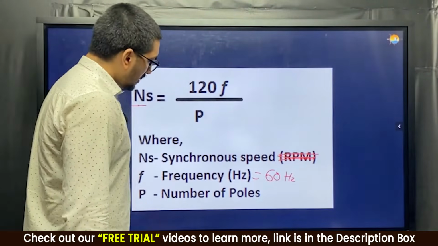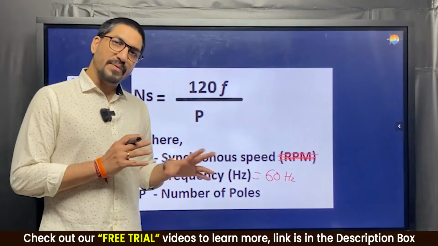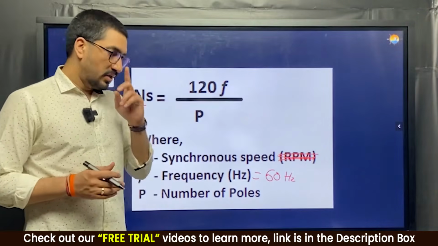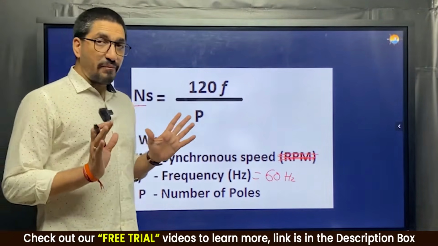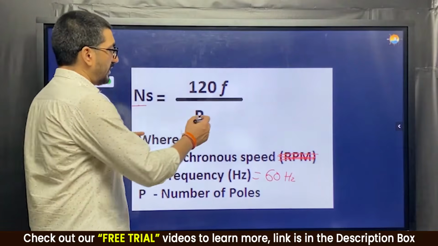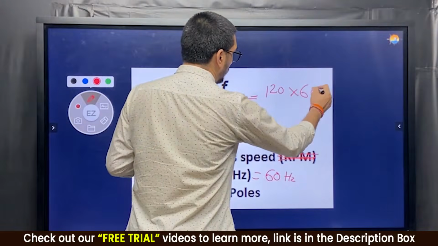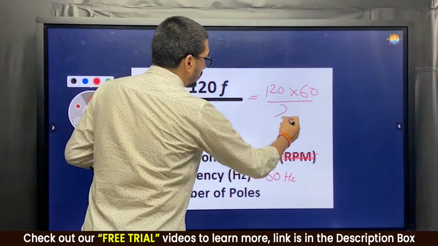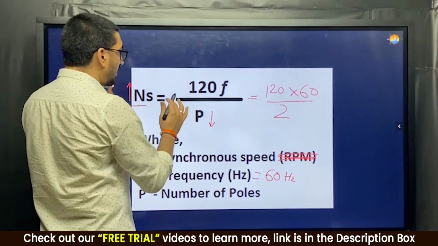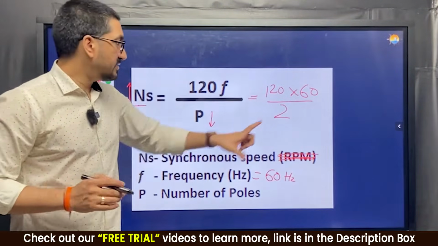Number of poles we have seen. These are the number of poles of the stator. So in the stator, how many poles are there in the induction motor? They will be written here. Now the minimum number of poles that can be is 2. You cannot have less than 2 poles. So if I put that in the formula, 120 into 60 on a ship divided by 2. When this P is minimum, speed will be maximum. That means the maximum speed possible on a ship for the rotating magnetic field is this.